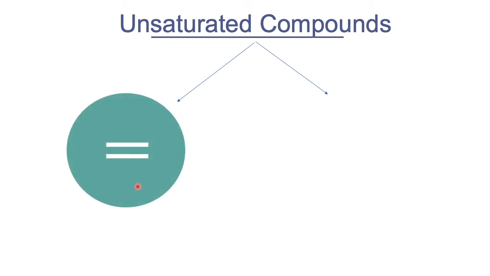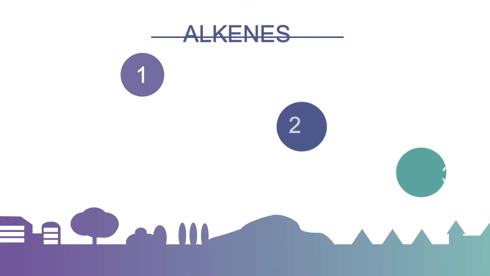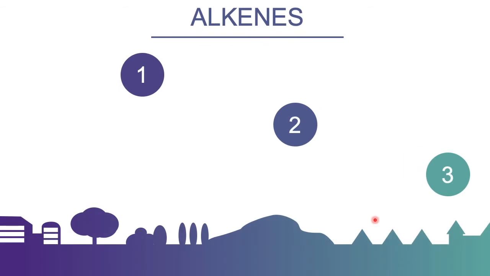Now, let us move on to unsaturated compounds. We already know that unsaturated compounds are divided into 2 categories. The first is double bonds, which are called alkenes, which will have at least one double bond, and the second is called alkynes, and they have at least one triple bond in them. Now let's look at writing the formulas of structures for alkenes.